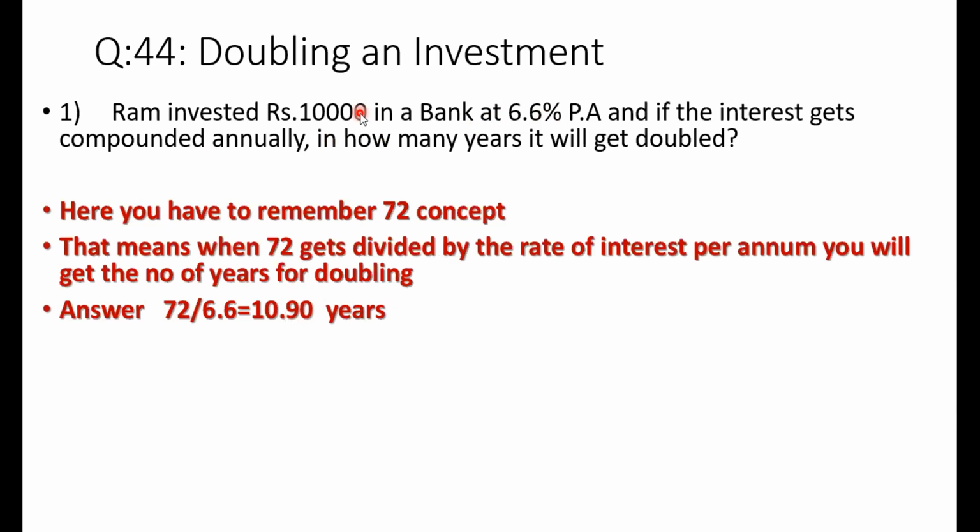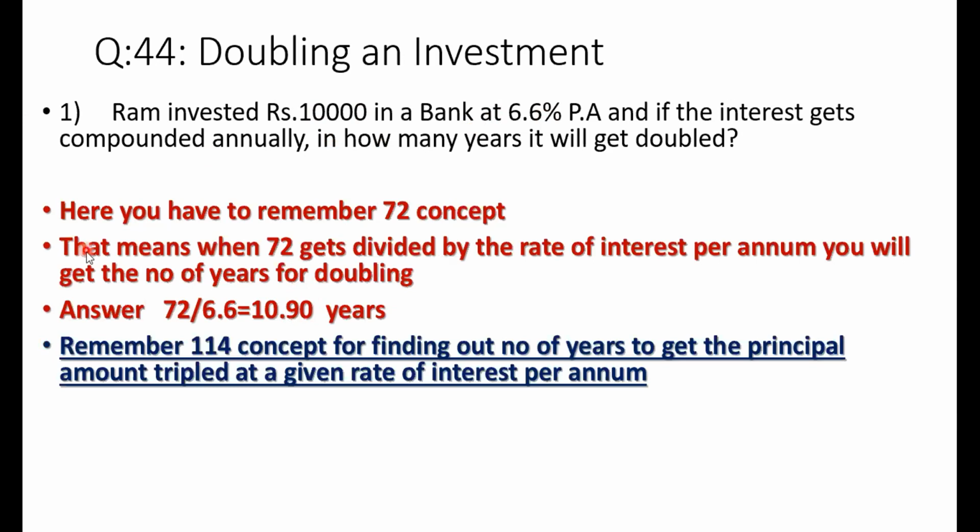Okay, so this is one concept known as the doubling concept. Doubling means 72, remember. In tripling, you have to remember 114.